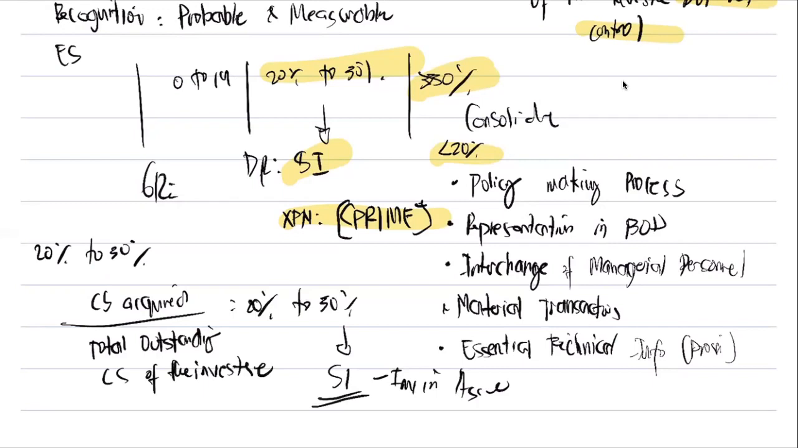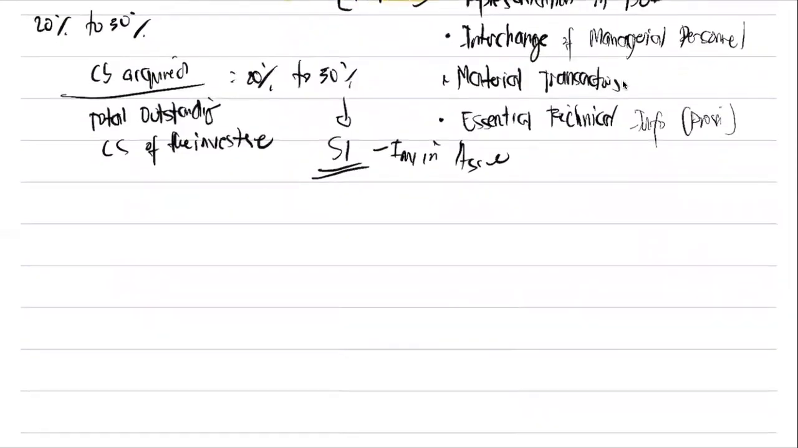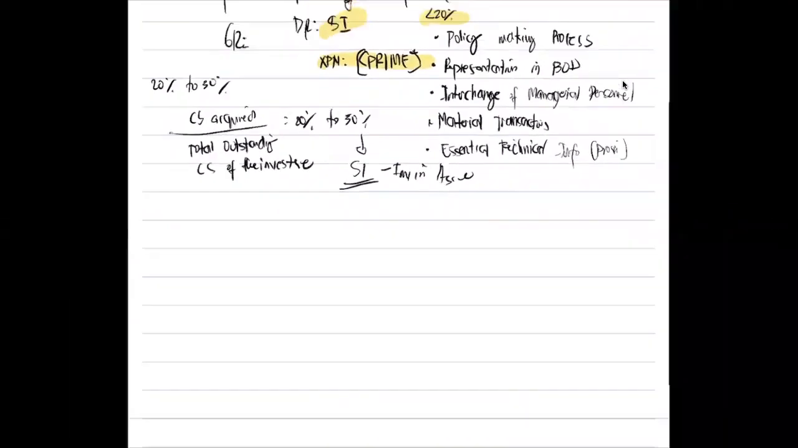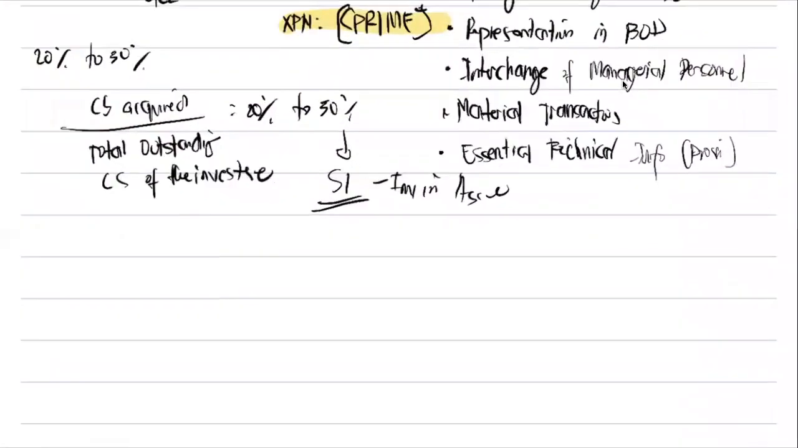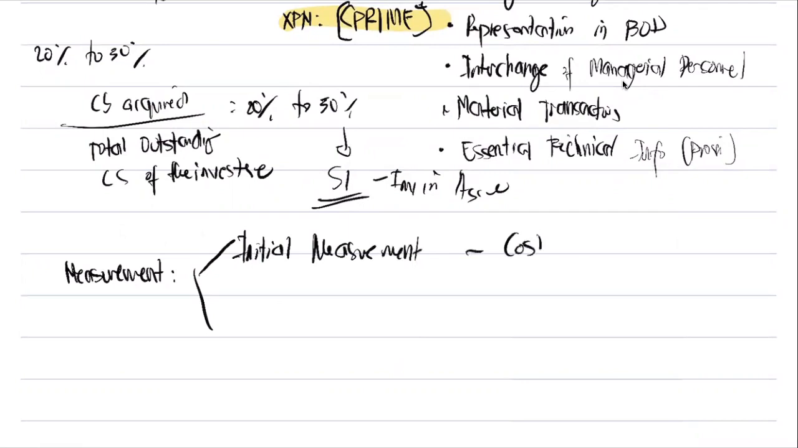Now we go forward and we talk about your measurement. So how do we measure your investment in associate? So to measure your investment in associate, again, we need to talk about your initial and subsequent measurement. So what is the initial measurement of your investment in associate? You measure it at cost. So whatever is the cost of your investment, that is the amount of your investment in associate.